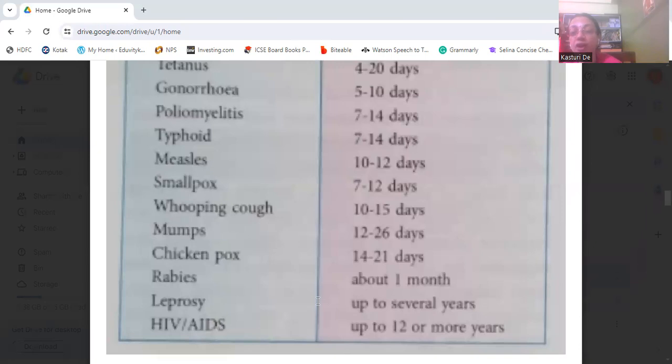And HIV or AIDS may not show the symptoms for up to 12 years or more. It will not show its symptoms. It will remain incubated. Okay.